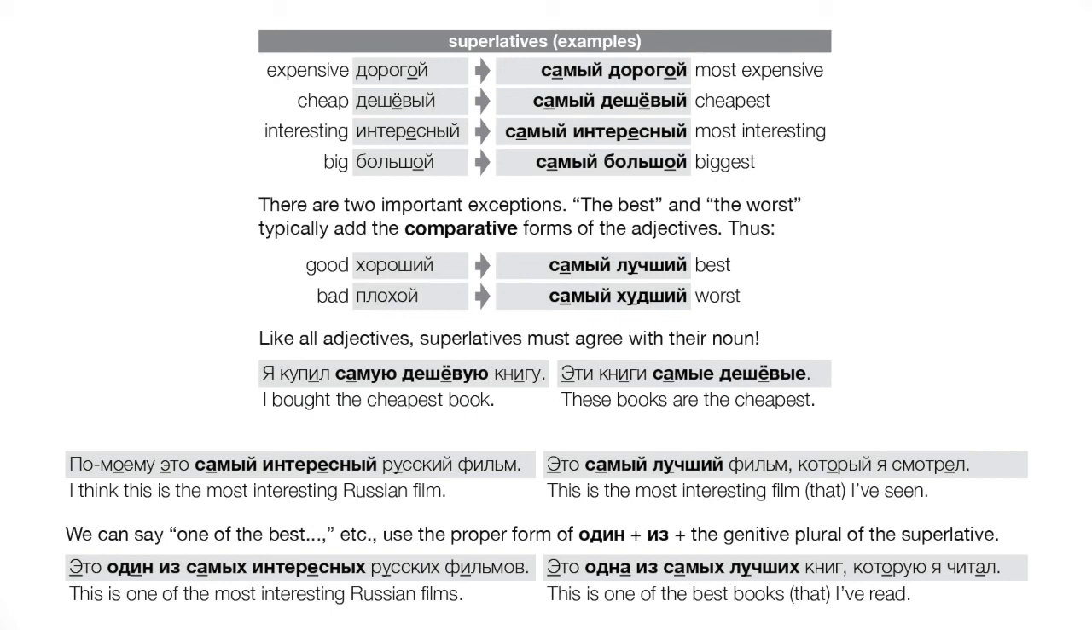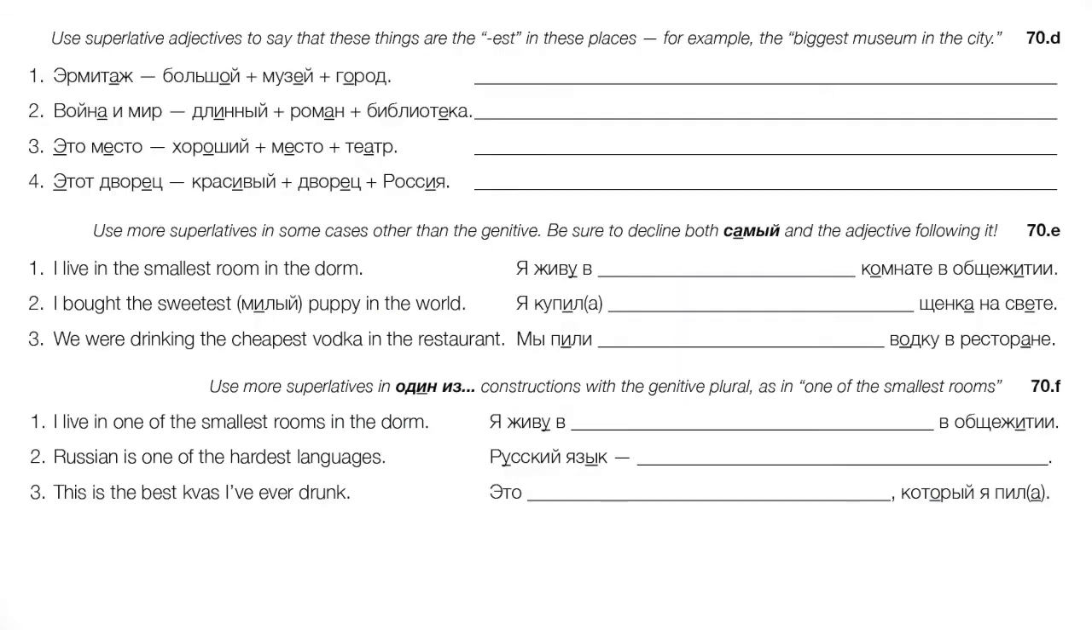Это одна из самых лучших книг, которую я читал. This is one of the best books I've read. Right, one of the best books, right? That's all genitive plural in Russian. Okay, let's make a few of these, and let's just start out with simple superlatives, right?